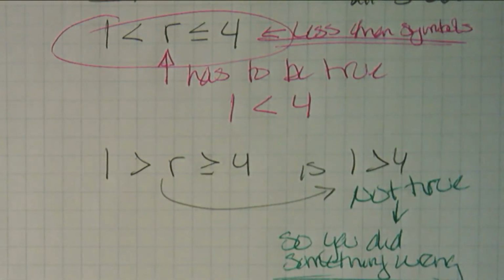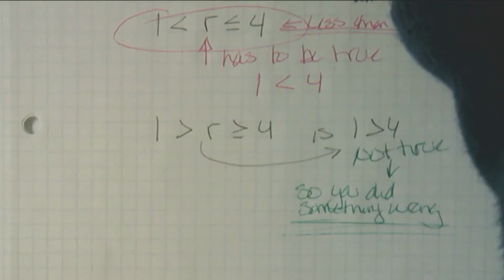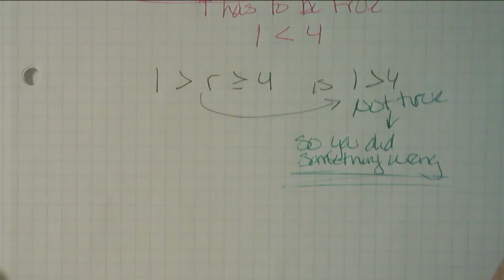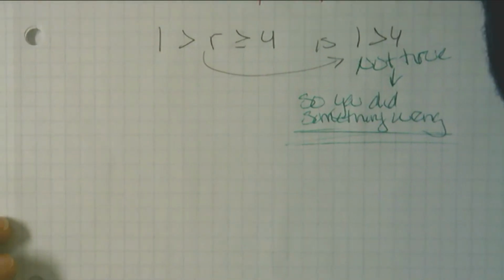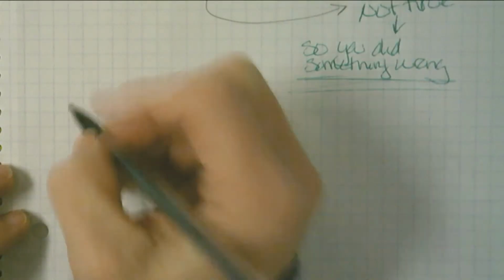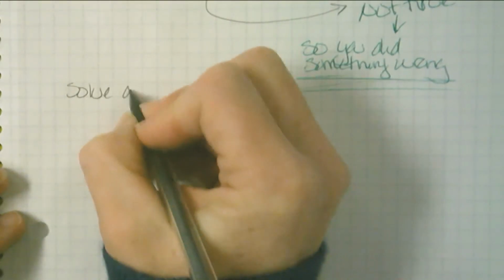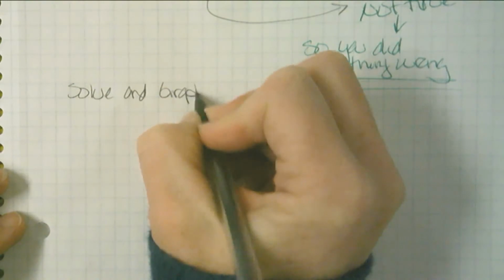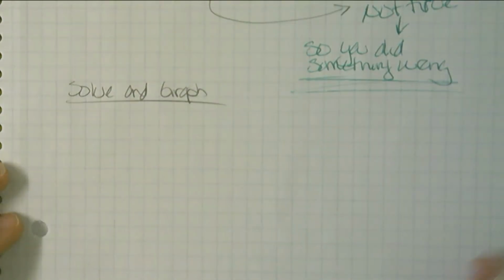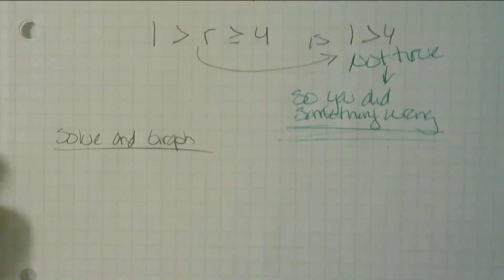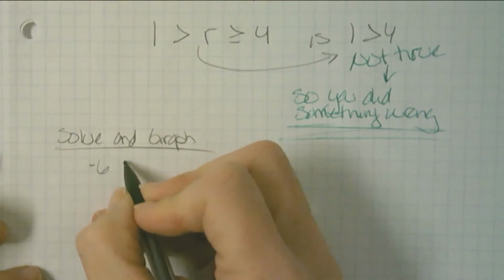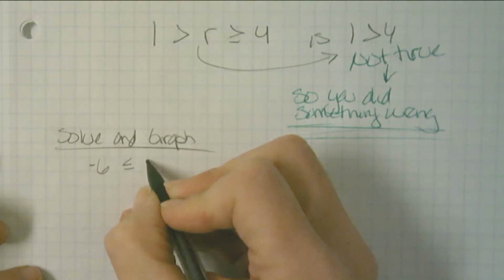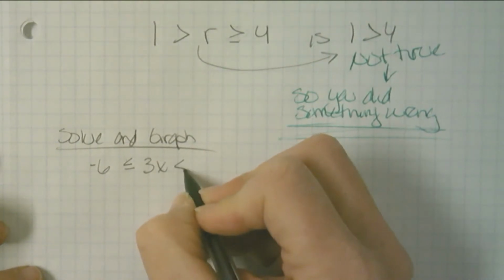All right, let's take a look at another one. Yes, you're going to be graphing these. So I'm just going to show you another one from a skills standpoint, and then we're going to graph it. All right, so I want to solve and graph. So I have negative 6 is less than or equal to 3x, which is less than 15.